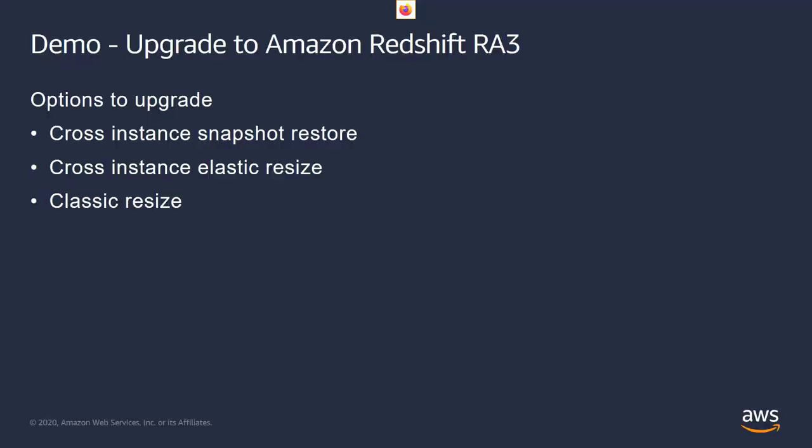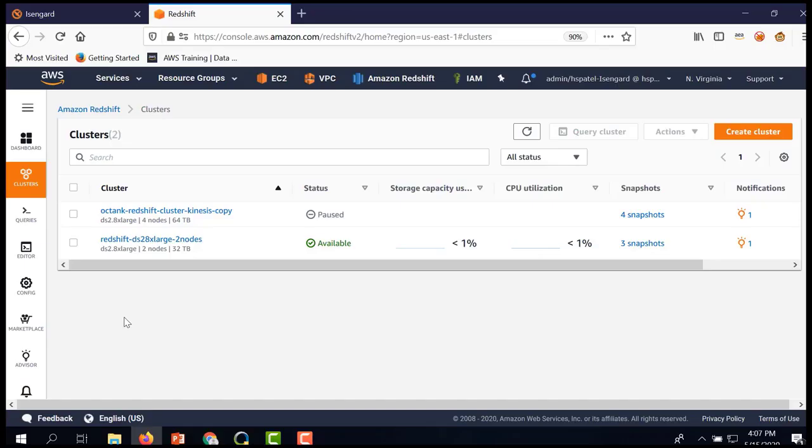Now I'll demo the options you can choose to migrate to RA3. We recommend cross-instance snapshot restore or cross-instance elastic resize, as these will allow you to upgrade to RA3 in a matter of minutes. If your configuration is outside the boundary of these options, you can choose classic resize. Now I'm going to walk you through the different options to upgrade to RA3.